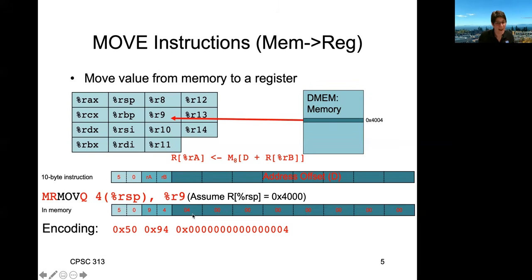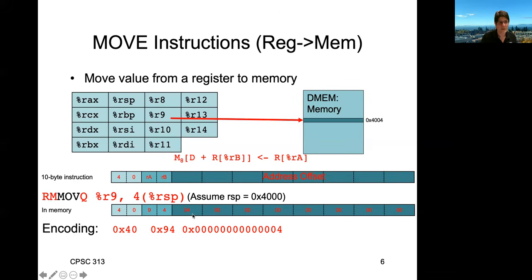And I bet by now you can figure out how to move from a register into memory. It's almost exactly the same with the arguments swapped. So instead of a memory to register operation, we're doing a register to memory operation. So this has a different opcode. Its opcode is 4.